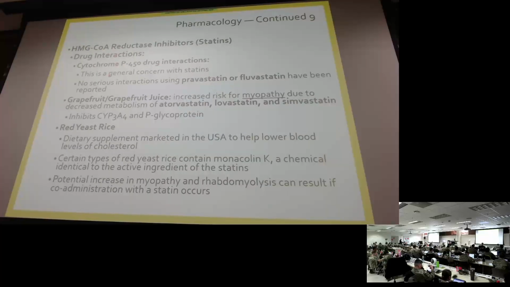Looking at our interactions that you have. So you have your CYP P450. Again, you see that we have that minimized whenever I'm using my pravastatin or my fluvastatin. They don't go through those CYPs, so that's why you're less likely to see those interactions there. Grapefruit and grapefruit juice. Now, this is where they can see an increased risk of myopathy, which was the big deal that we were worried about with our adverse effects for our statins.